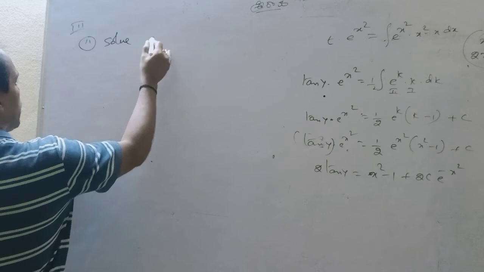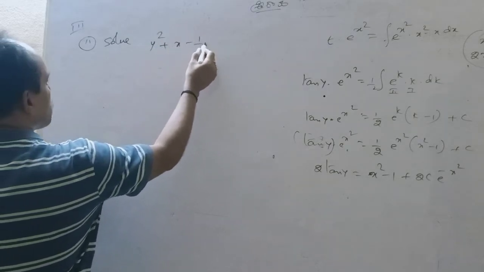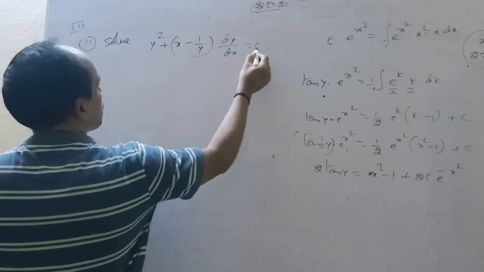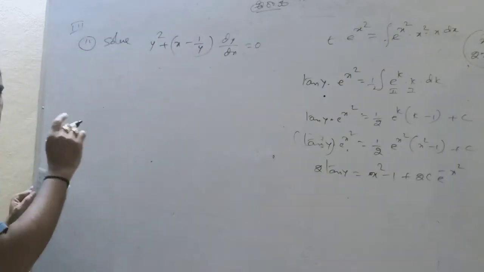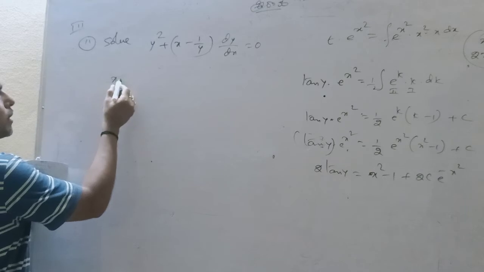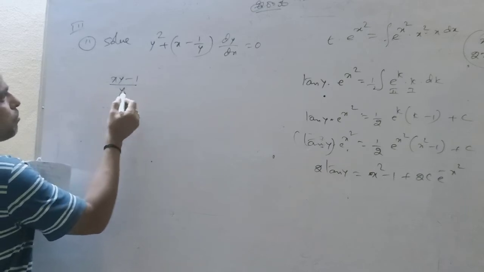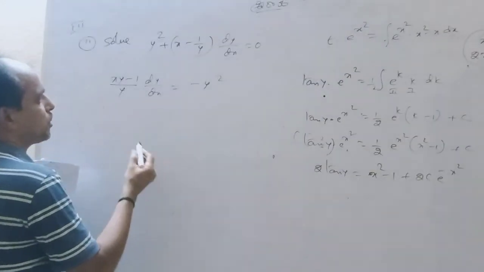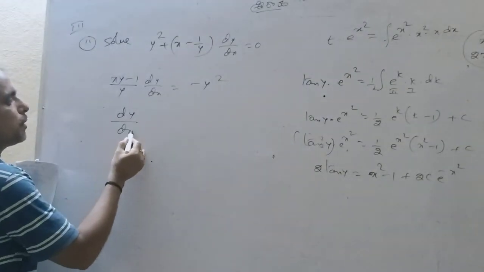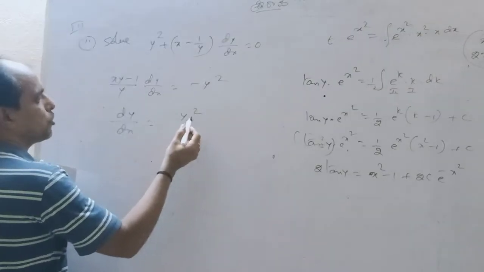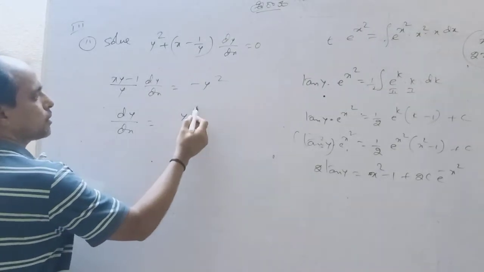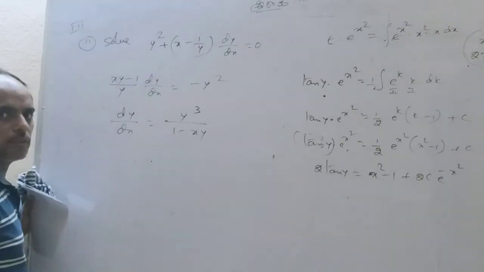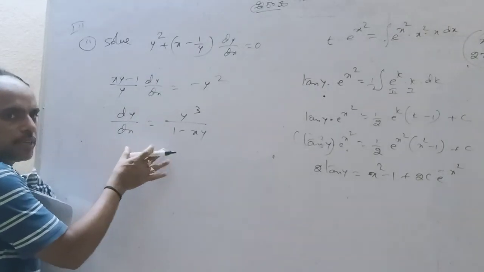Solve y square plus x minus 1 by y into dy by dx is equal to 0. First you find the value of dy by dx. So xy minus 1 by y into dy by dx is equal to minus y square. Now you can write dy by dx is equal to y cube by, here is minus, so you can write 1 minus xy. So first you have to find the dy by dx value.